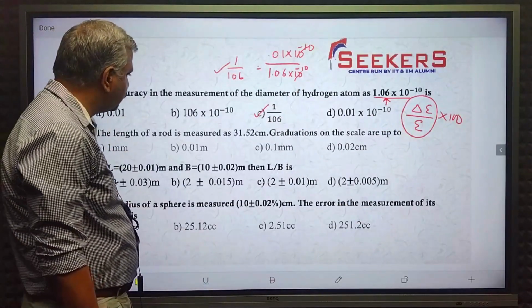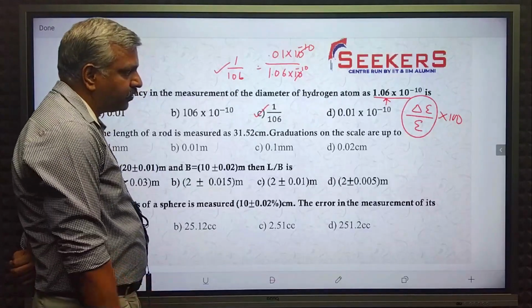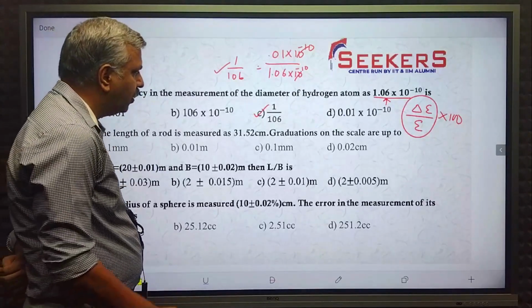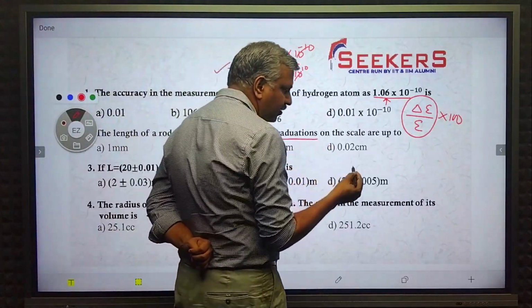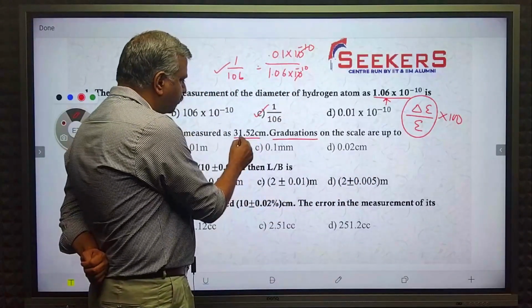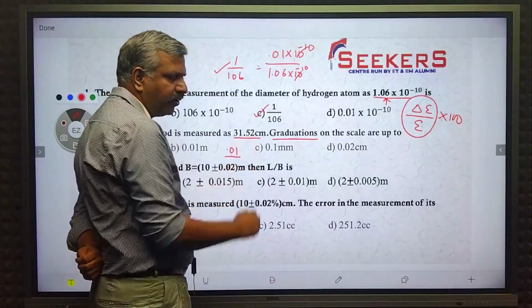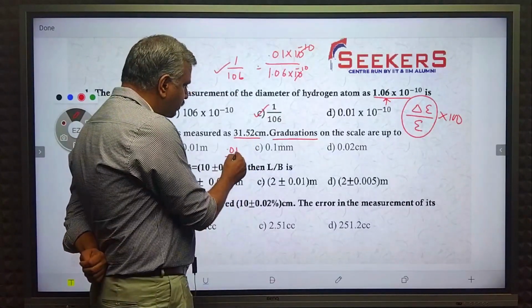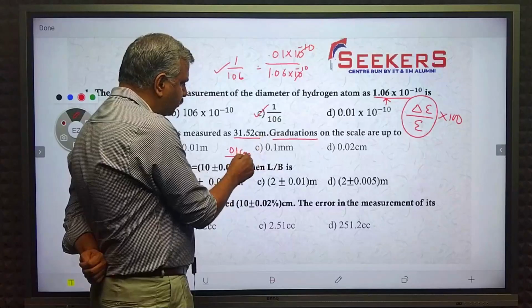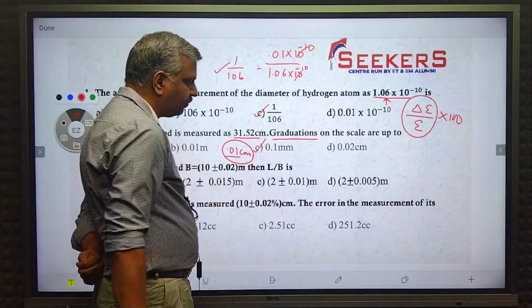The length of a rod is measured as 31.52 centimeters. The graduations on the scales are up to. Graduation on the scale means the kind of the least count of the scale. So here the smallest measurement that you have measured is 0.01, only then you can measure 0.52. So if the smallest measurement is 0.01 cm, the graduations must be up to 0.01 cm. So 0.01 cm is nothing but 0.1 mm.